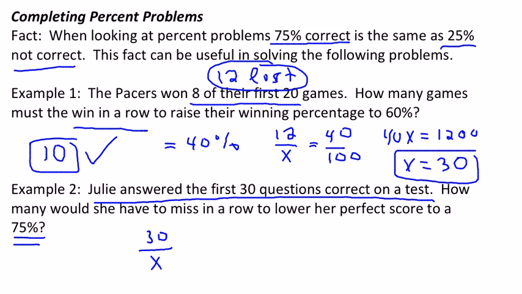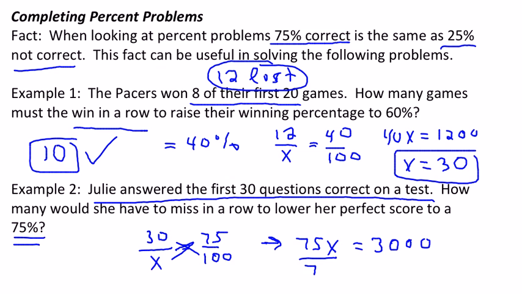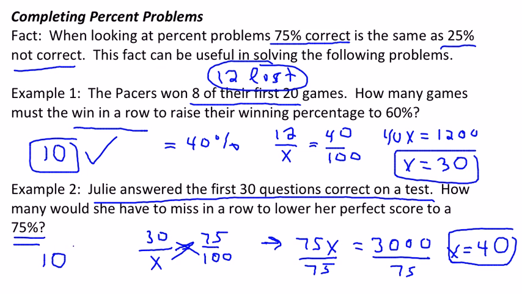So this time we can do it more straightforwardly and just say 30 over x equals 75 over 100. So that gets you, when you cross multiply, 75 times x equals 30 times 100, which is 3,000. When you divide by 75, you get x equals 40 games. So the answer is actually the same as the first question: she would have to miss 10 questions in a row for her percentage to drop from 100% down to 75%.